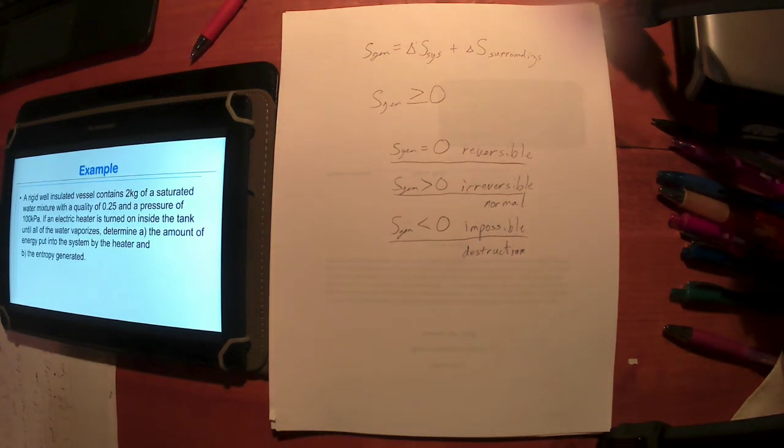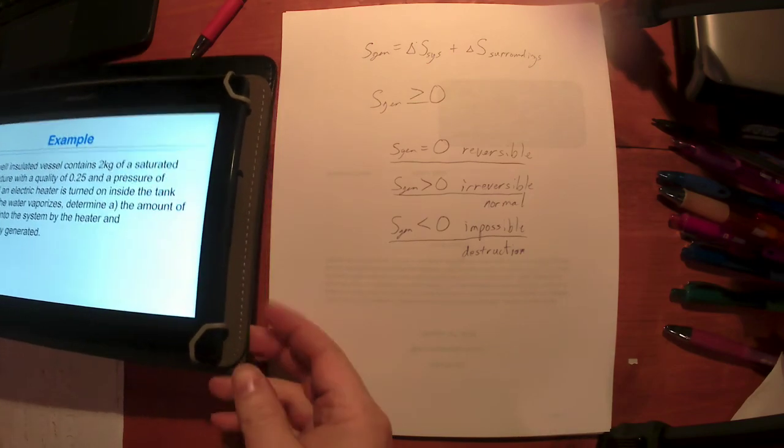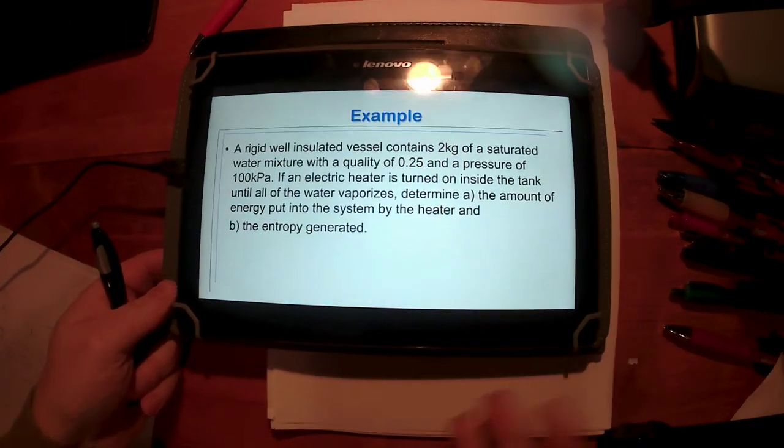Okay, so we should be going again. Yep, going again. Got an example problem here. Pretty straightforward, simple example here. Let's look at this guy.